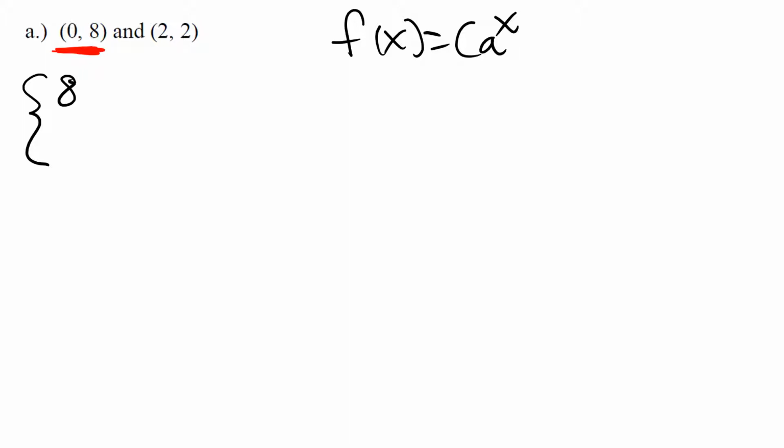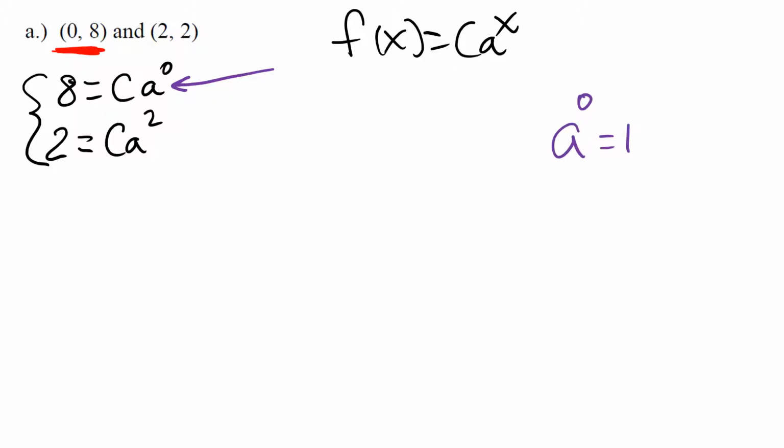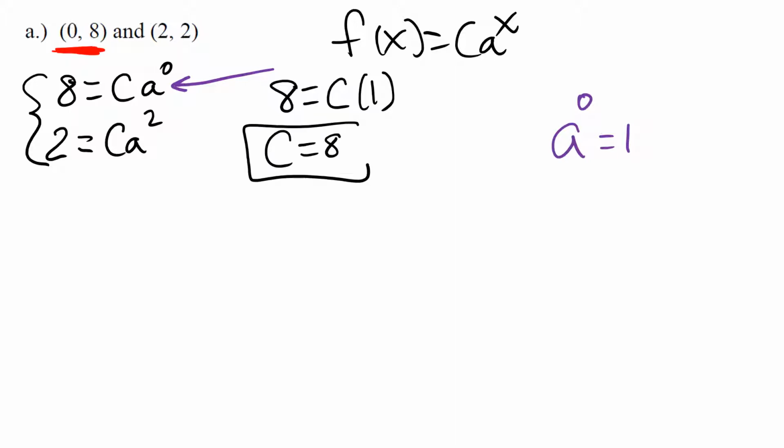So that becomes 8 equals c a to the 0. And the bottom equation looks like 2 equals c a squared. But I'd like to focus your attention on this equation right here. Any number raised to the 0 is 1. So instead of writing a to the 0, you could have just written 8 equals c times 1. And c times 1 is just c. So you found c = 8 without doing any of the process, and that's the only time that's going to work, when you have the y-intercept.